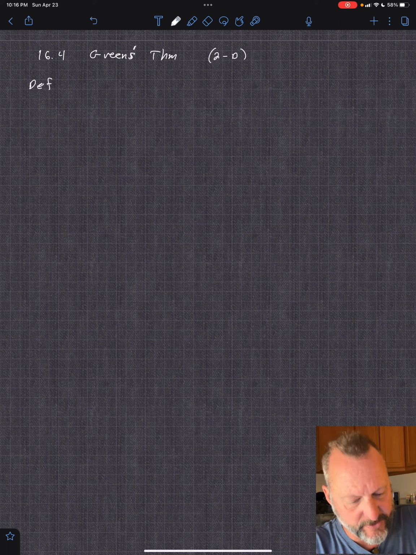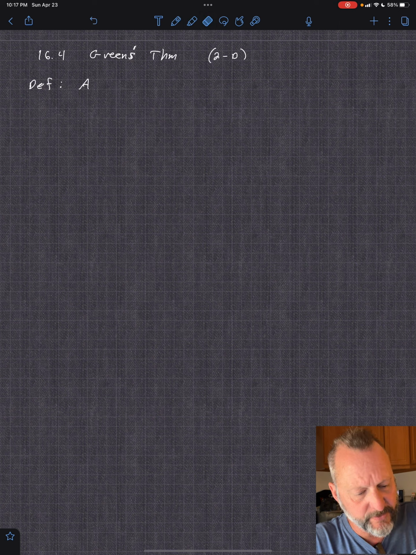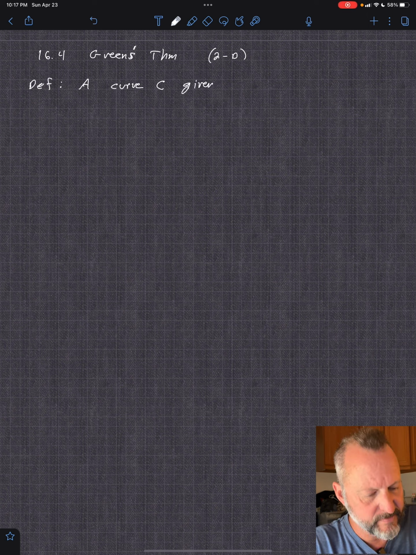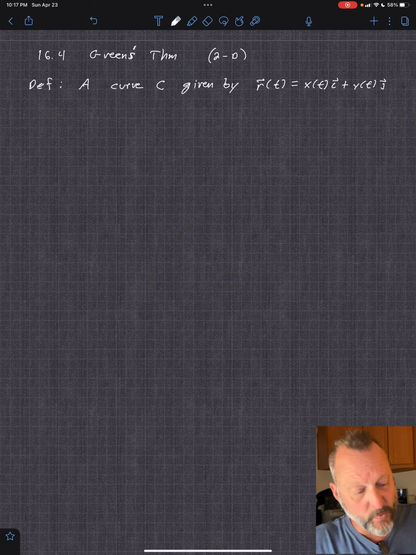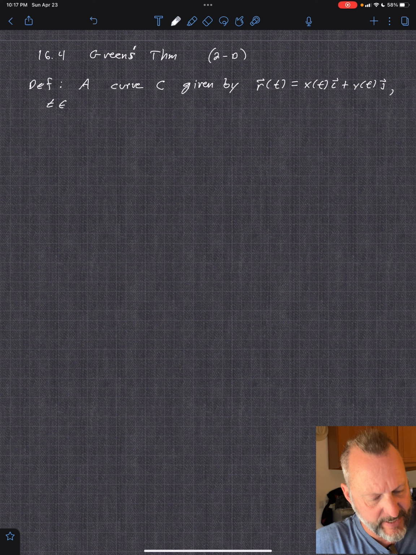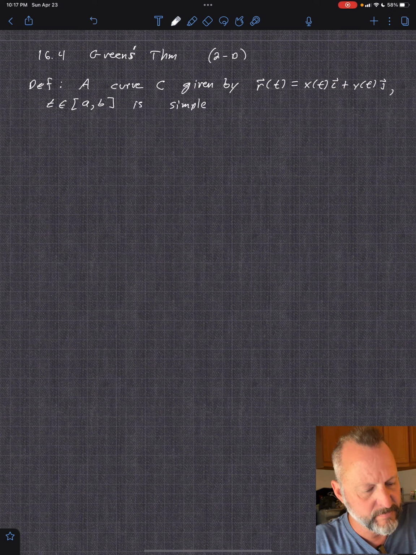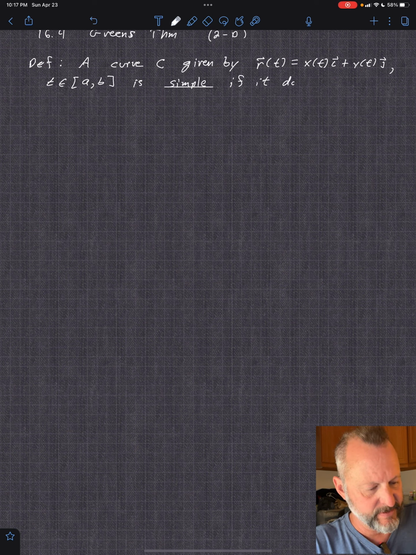a simple curve. Okay, so a curve, so here's a definition. A curve C given by r of t equal to x of t i plus y of t j for t in [a, b], the closed interval from a to b, is simple if it does not cross itself.